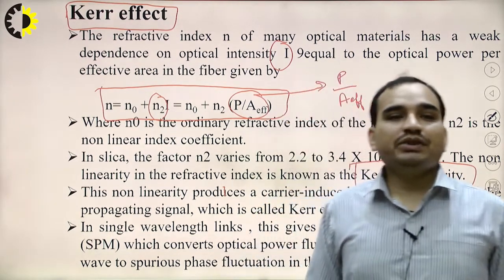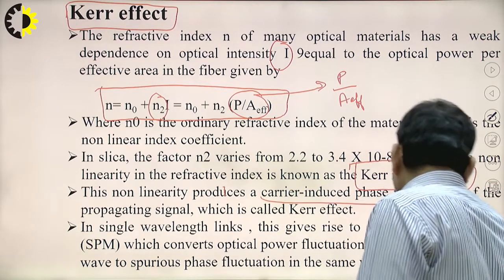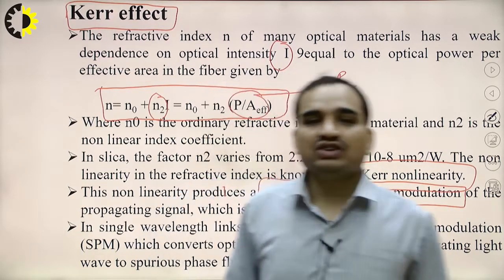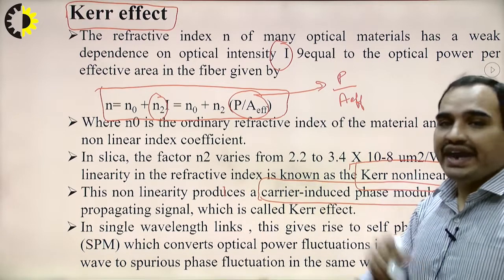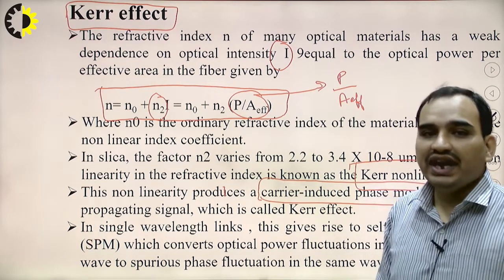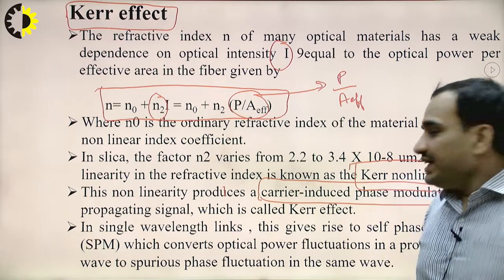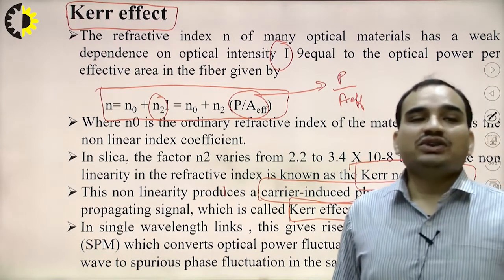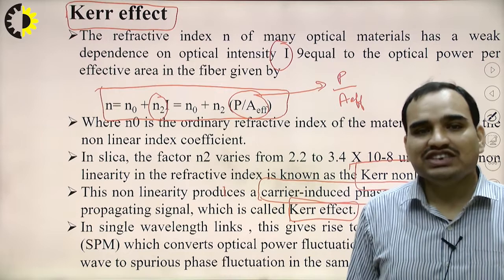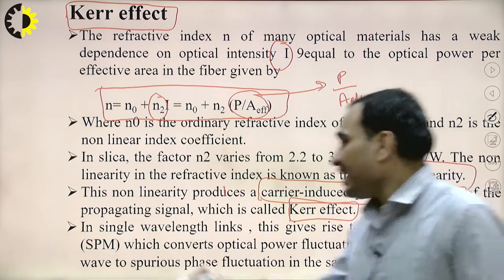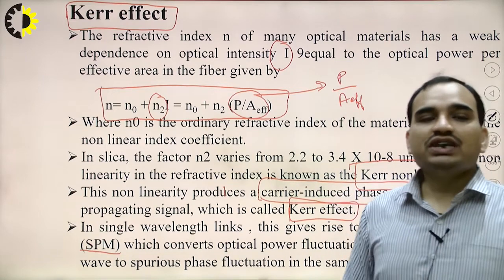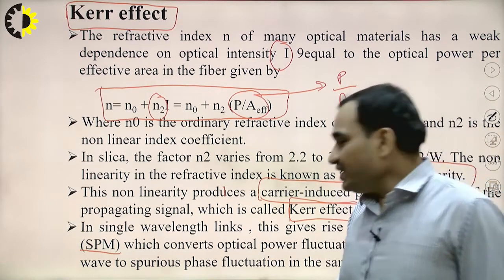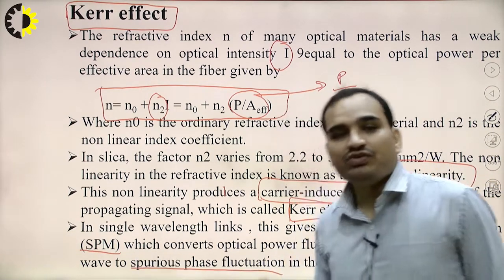This nonlinearity produces a carrier-induced phase modulation. This is an important term: it is a self-modulation, because it is carrier-induced. Here the carrier in optical communication is simply the optical light of the propagating signal. This effect is known as the Kerr effect. In a single wavelength link, this gives rise to self-phase modulation, that is SPM, which converts optical power fluctuations in a propagating light wave to spurious phase fluctuations in the same wave.